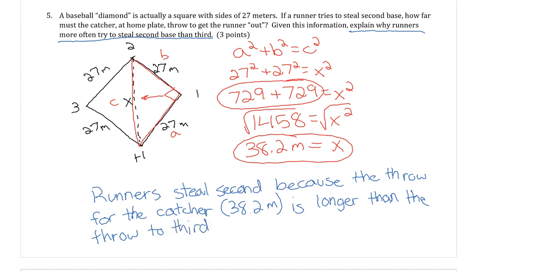Alright, the throw to third is just this basic 27 meters. Okay, so it's easier for the runner, right? The catcher has to throw longer. It's going to take the ball longer to get to second than it does for third. All right, that's it. Go ahead, look over that, and then look at target B.